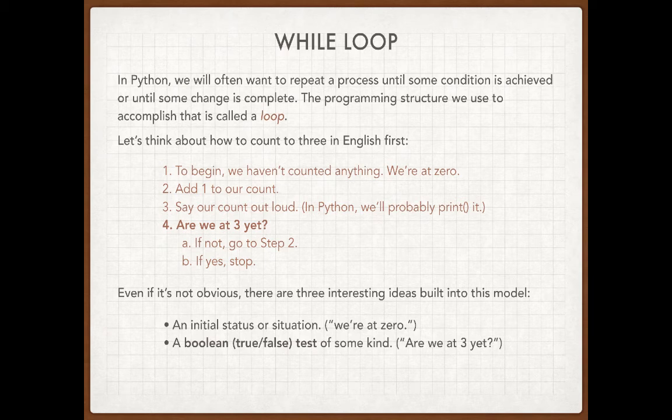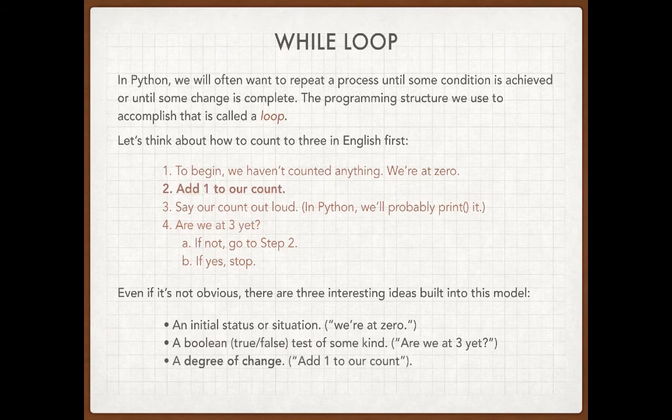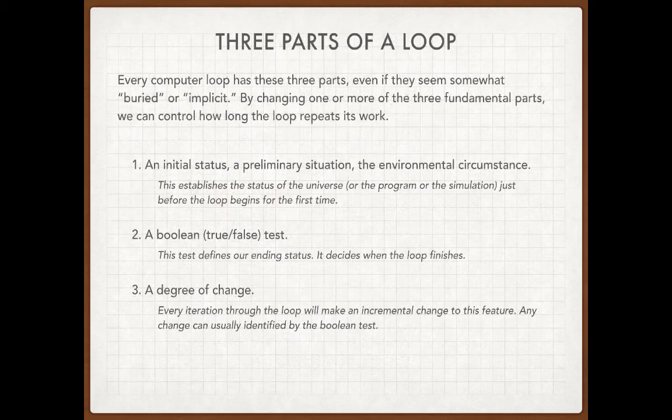And the third principle, I should say, is that there's a degree of change. So every time we perform this action, we are changing to some degree the status of the universe, right? The idea of our count, the number that we're reciting, is different every time we repeat this process. And you can kind of see that there's some relationship between all of these parts, but it's these three parts that are the crucial component. This is the backbone of every loop that you will write.